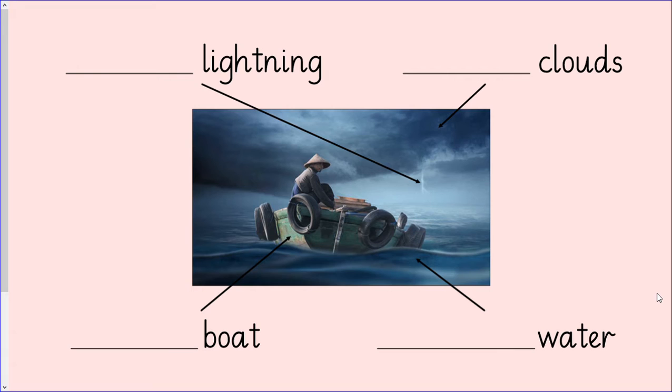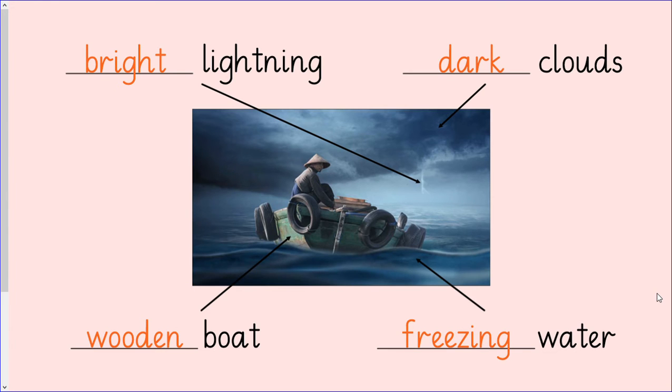I have chosen 4 words and I am going to think of adjectives to describe them. We will need to use lots of adjectives in our story to make it more exciting. Can you think of an adjective to write on each line? Pause the video while you think. Bright lightning, dark clouds, wooden boat, freezing water.